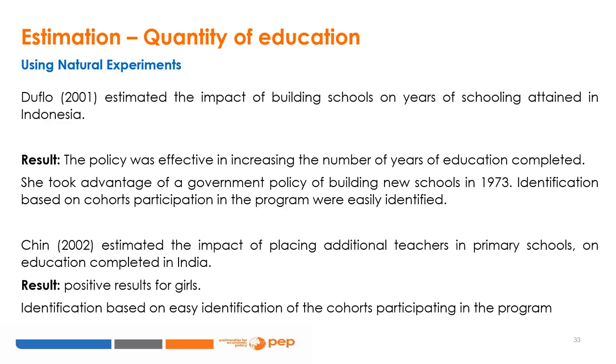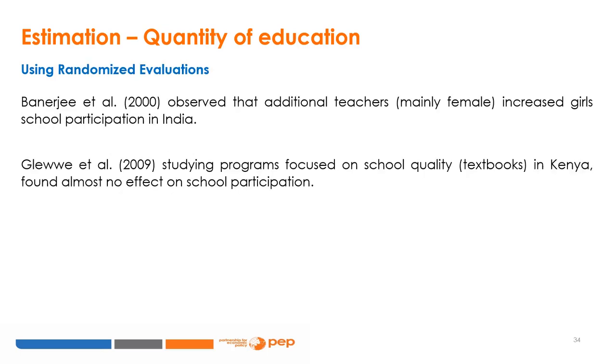Similarly, Chin, 2002, estimated the impact of placing additional teachers in primary schools on education completed in India, finding positive results for girls. Identification was also based on the fact that the cohorts participating in the program were easily identified. We now look at studies using randomized evaluations. Banerjee et al., 2000, observed that additional teachers, mainly female, increased girls' school participation in India. Glewwe et al., 2006, studying programs focused on school quality, textbooks, in Kenya, found almost no effect on school participation.